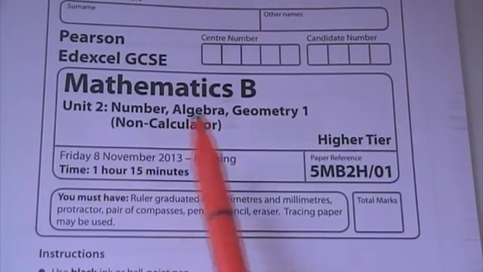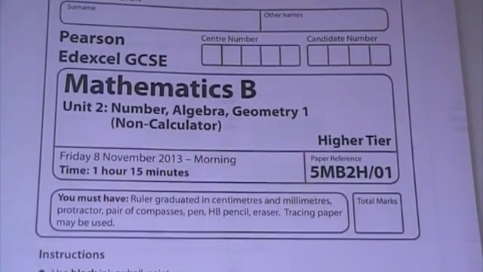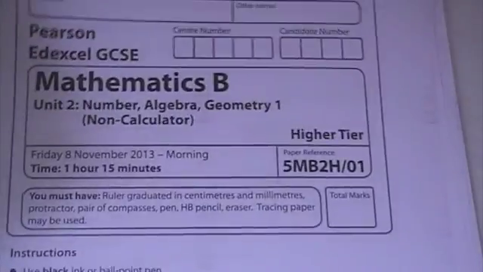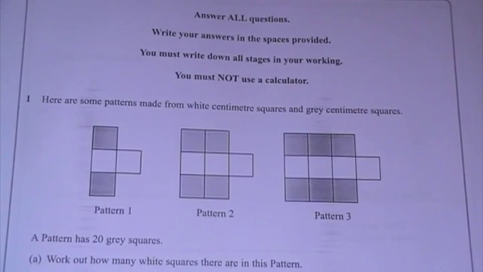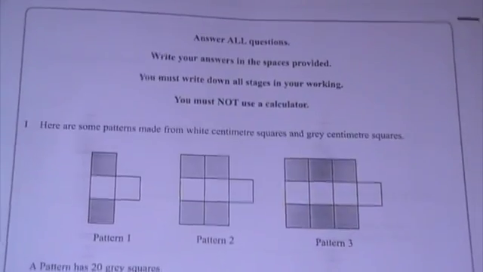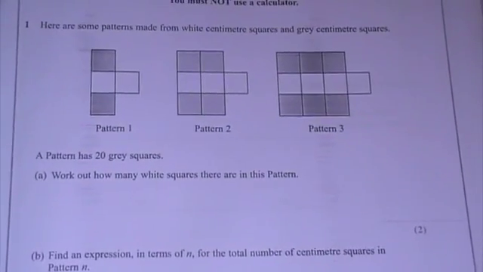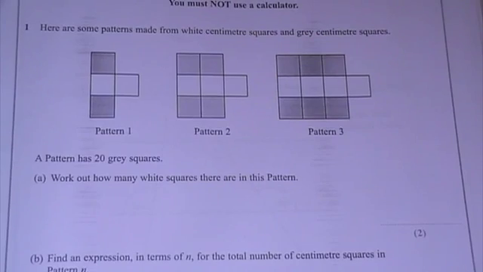Unit 2, Number Algebra Geometry, non-calculator paper. Question 1. Here are some patterns made from white centimetre squares and grey centimetre squares. So we've got pattern 1, 2 and 3. A pattern has 20 grey squares. Work out how many white squares there are in this pattern.